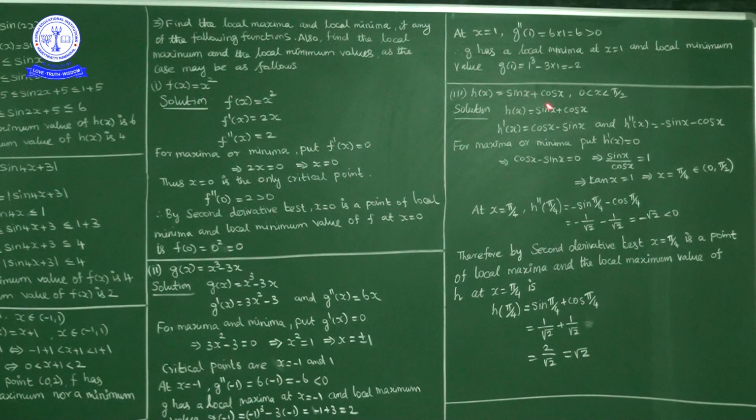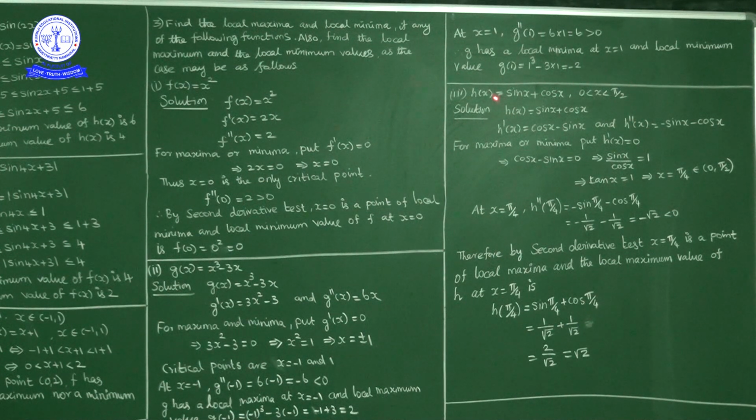h of x equal to sin x plus cos x, where x lies between 0 to pi by 2. Now for local minima and local maxima, first thing is we have to find the first derivative, equate it to 0, and find the critical points first of all.